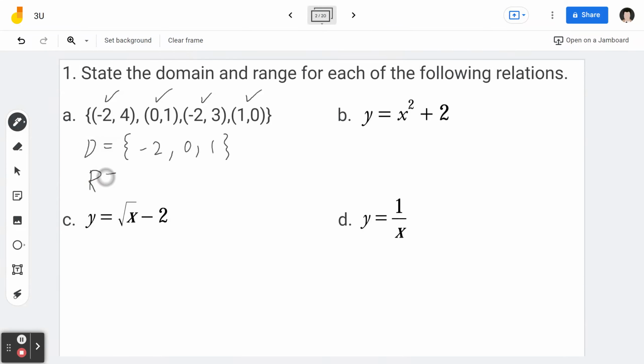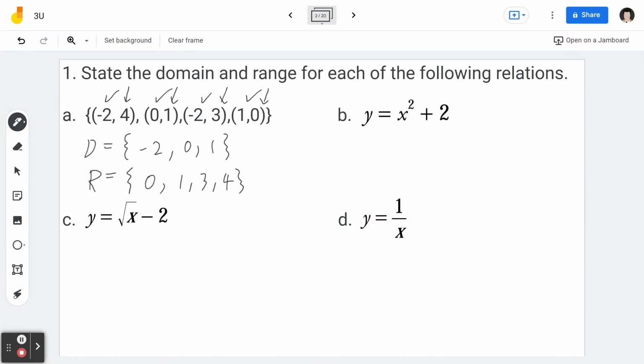If you think about the range, those are the possible y values. I'll draw an arrow for you. So looking at the y component, we have 4, 1, 3, and 0. Again, I like to put them in sequence. You don't really have to. If you wrote down 4, 1, 3, 0, that's fine, but I'm going to write down 0, 1, 3, and 4, just like that.